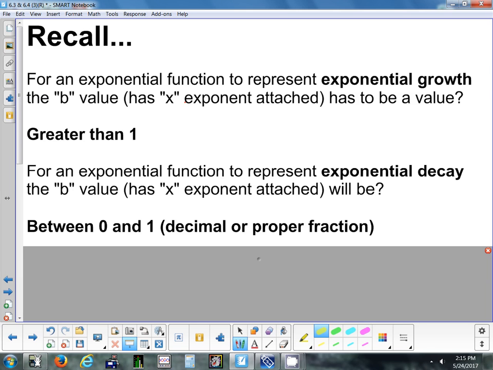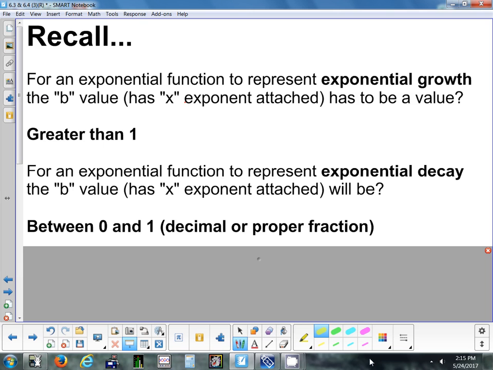Somebody give me an example of a number between 0 and 1. It could be a fraction, or no, that's higher than 1. 0.25, as long as it has a 0. It could be 0.352. That's still going to be in between 0 and 1, as long as it has a 0 at the beginning. 1/2, 3/4, 3/5, 4/5, anything like that, as long as it's between 0 and 1.